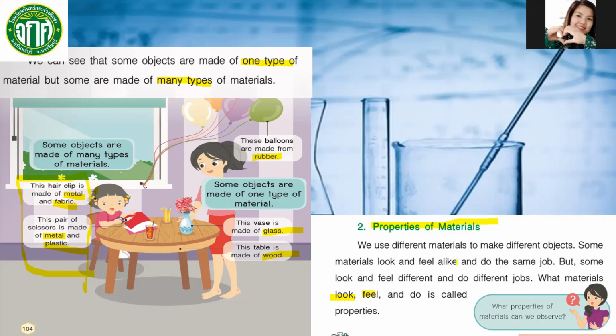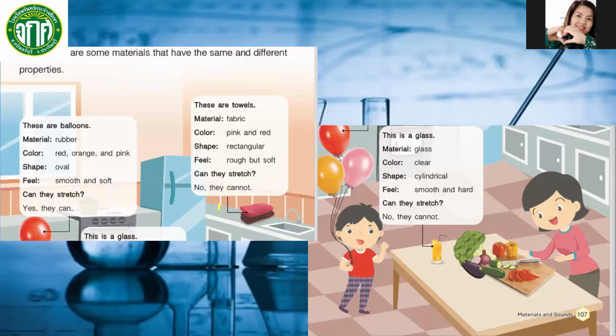Let's see examples here. Here are some materials that have the same and different properties. These are balloons. The material is rubber. The color is red, orange, and pink. The shape is oval. How does it feel? It is smooth and soft. Can they stretch? Yes, they can. The material, color, shape, feel, and what they can do, these are the properties.